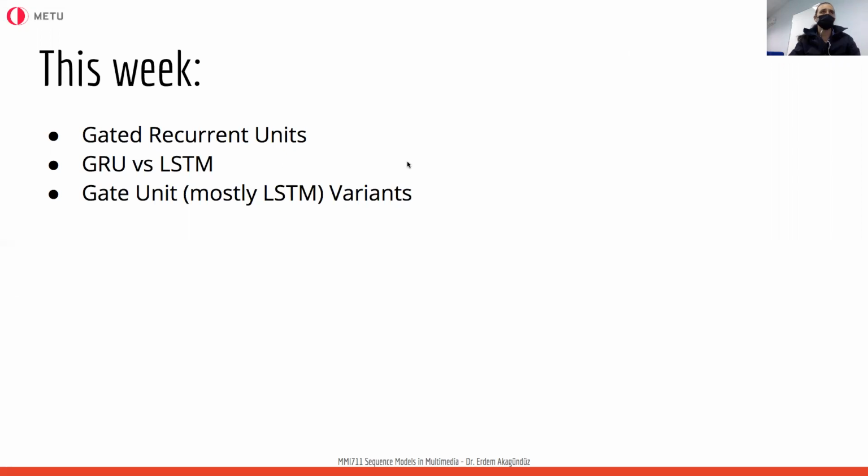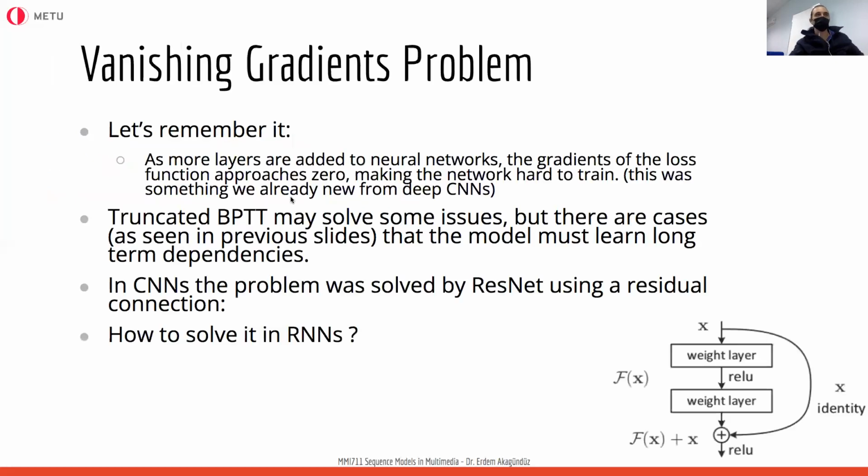Let me continue. So we're going to talk about gated recurrent units, namely GRU and LSTM. And we are going to talk about the variants, because we are going to see that there is LSTM. Then there is GRU, which has quite the same performance with a bit more efficiency. Then we are going to talk about its variants, how we can improve LSTM. People have done it in the last decade or 2 decades. These are the things that we're going to be talking about.